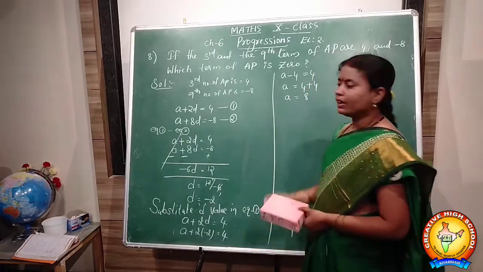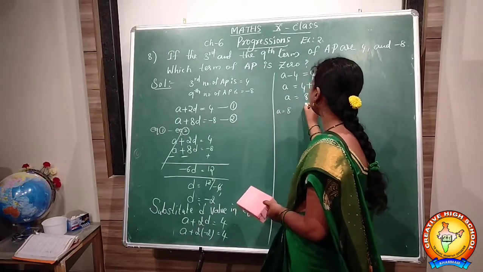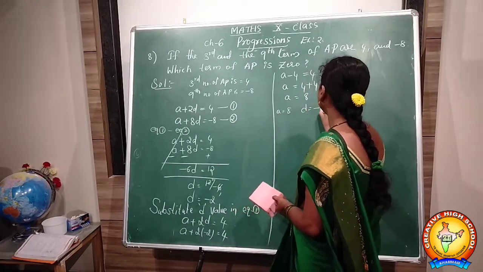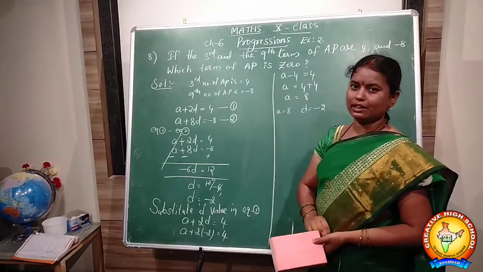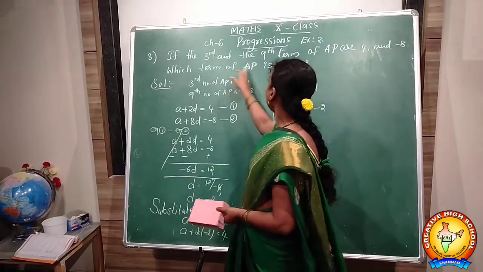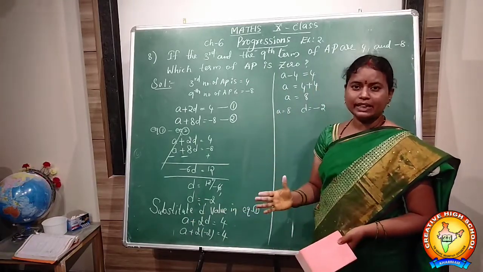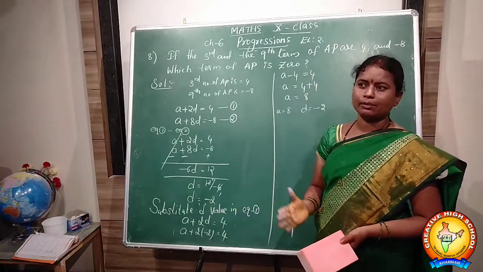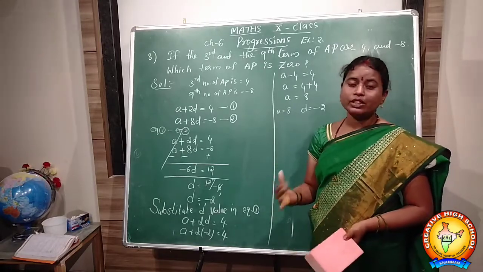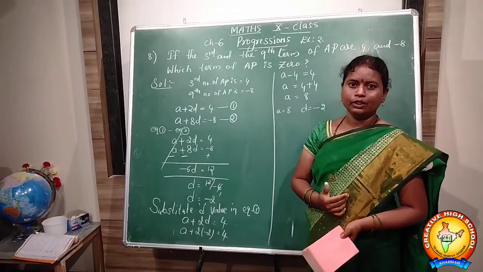Okay. So here we got the A value and D value. A is equal to 8 and D is equal to minus 2. But our problem is not completed. What we have to find here again? Which term of the AP is 0? In the AP series, which term will become 0? Which term means we have to find the nth term.